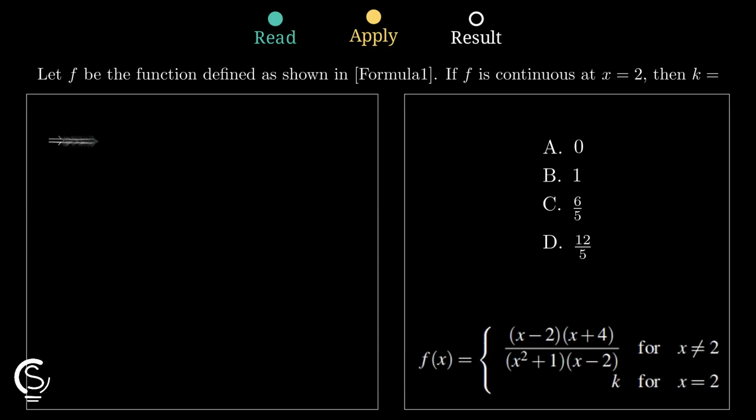Next, factor the difference of squares into (x minus 2)(x plus 2). The x minus 2 terms cancel, leaving 2 times the quantity x plus 2.